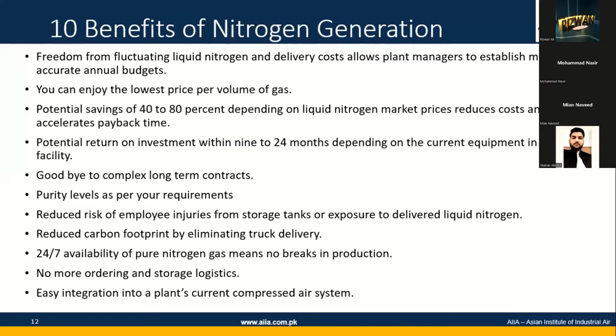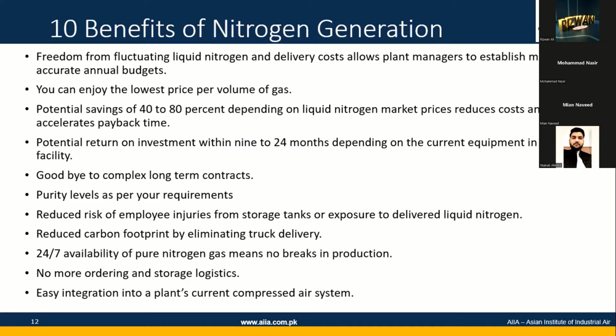You can enjoy the lowest price per volume of gas. For example, if you need a purity of 98% and you are getting it from a third source, through cylinders, and they are giving you 99% purity, that means 99% is not required for you. So you are paying extra cost for that. In on-site nitrogen generation, you can produce nitrogen according to your purity requirements and needs.